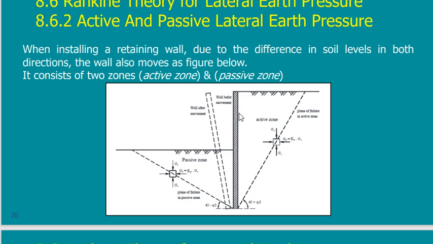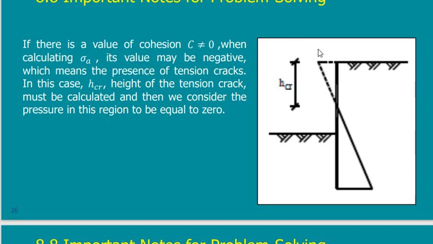When you go down, you will start to have more earth pressure. Once you have more earth pressure, this negative value will be reduced till I reach a level where the negative part equals the positive part. In this case, here will be 0. Once I reach this 0, I go down till the end of the wall. All of this is positive.